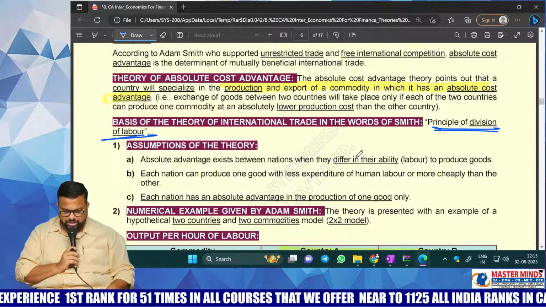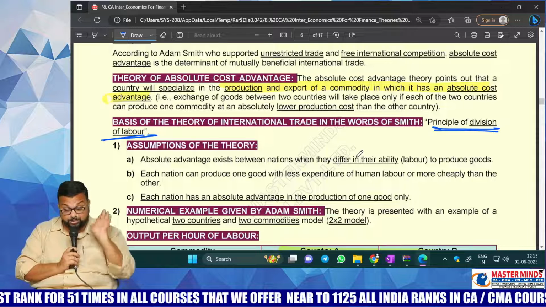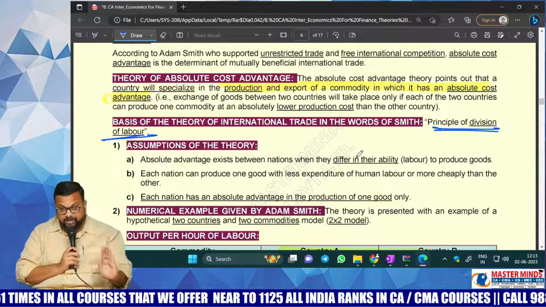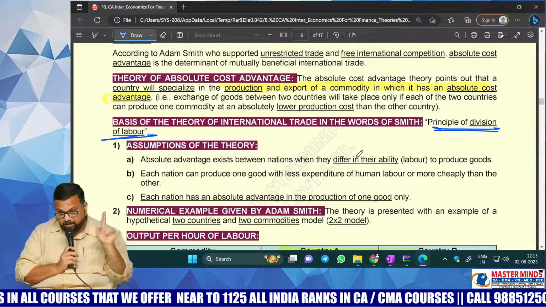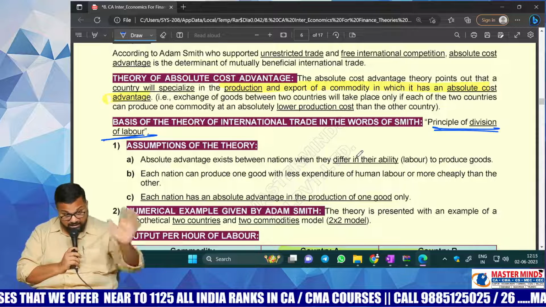Next, Nana. Each nation. That is the assumption taken by Adam Smith. When this assumption is fulfilled, then only this theory is applicable. If these assumptions are not applicable, then we can't apply the theory.